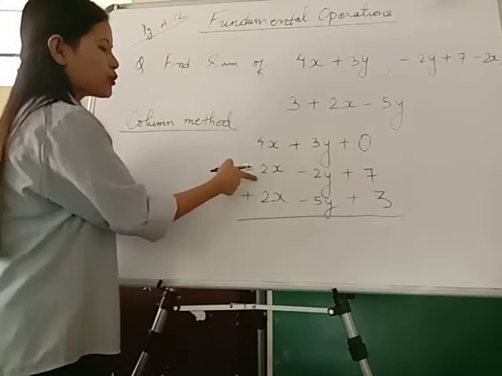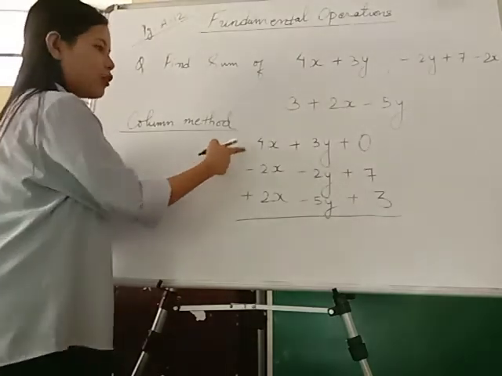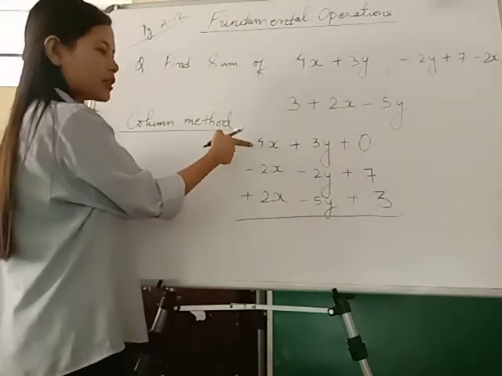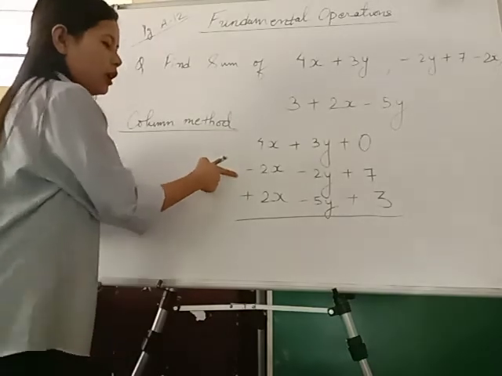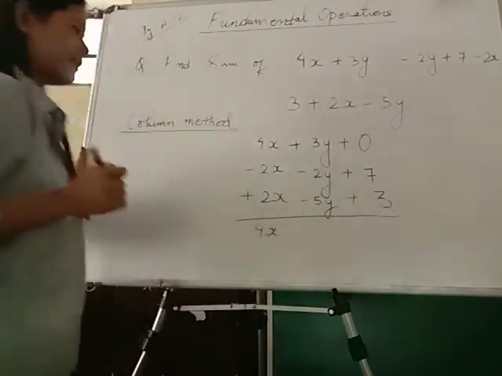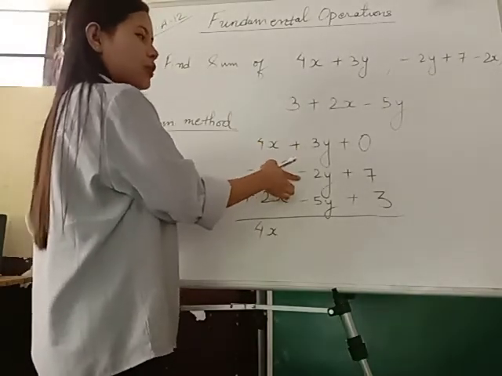Okay, now we'll be using the same rule that we discussed in the beginning of the class. So 4 minus 2, positive and negative. So we subtract. So 4 minus 2 is 2. The bigger number is 4, which is positive. So we get positive 2. And plus 2 plus 2 will be 4. So this is 4x.